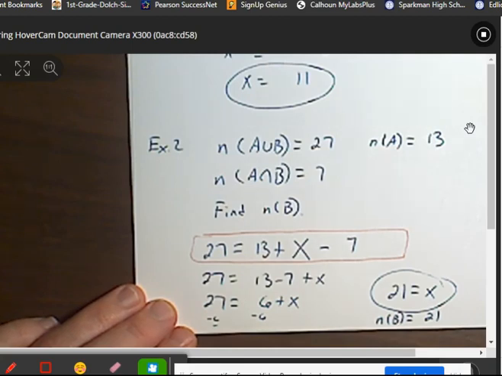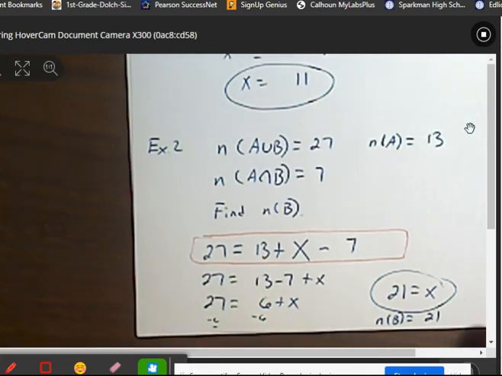Okay, so there's a few problems where they'll give you different bits of information, an intersection, a union. In this case, they ask for how many were in B, but they'll give you different parts and pieces, and you just plug it into the formula and work it out from there.